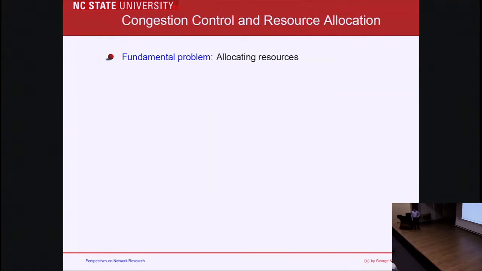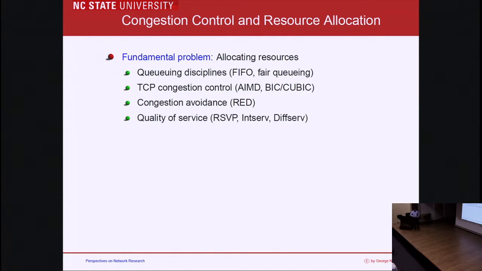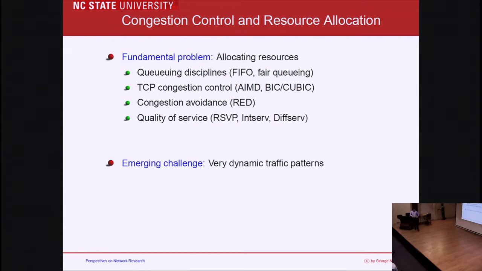Another problem, allocating resources, okay? So now you have queuing disciplines. You have to do congestion control, okay? There are lots of variants of TCP to do congestion control. Congestion avoidance, like random early drop. Quality of service, things like RSVP, IntServ, DiffServ, and so on, okay? What happens now is that the traffic patterns become very, very dynamic, and doing any of these things is much more difficult than it used to be.